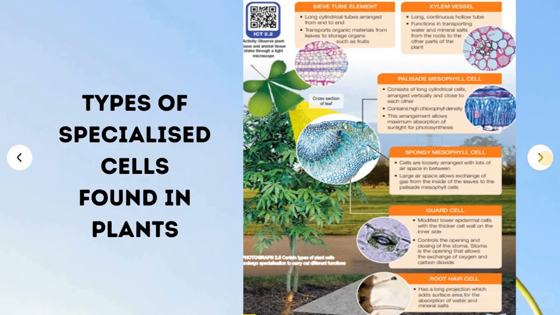Okay, next we go to the types of specialized cell found in plant. So there are a few types of cell that you should remember and you should know. Okay, the first is the sieve tube element. Sieve tube element is one of the phloem component. It is a long cylindrical tube arranged from end to end. The function is the same as the function of the phloem. What is it? Transport organic materials from leaf to storage organs such as fruit.